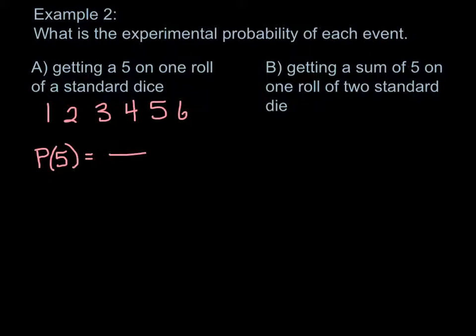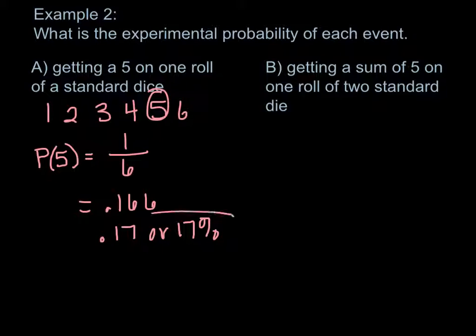Well, what I know right now is I have 6 total choices. And if I want to roll a 5, I have to roll that number, which means I only have one choice. So the experimental probability is 1/6. If I put that in my calculator, I get 0.166. So I can say I have 0.17 or 17% chance of rolling a 5 when I roll the dice one time.